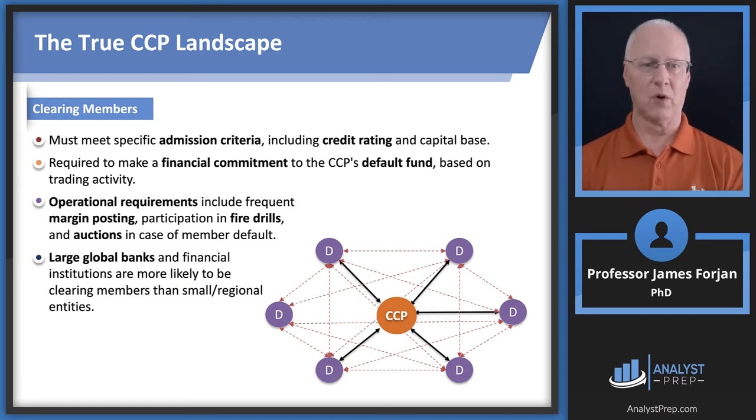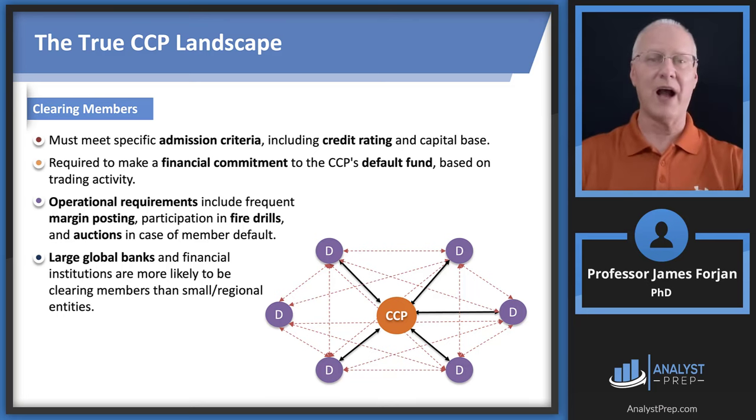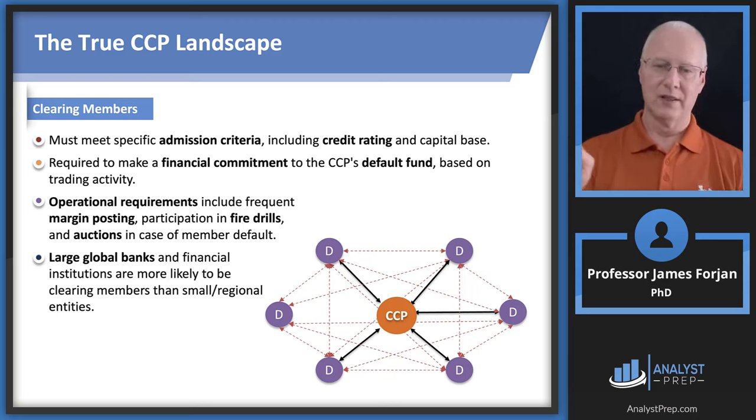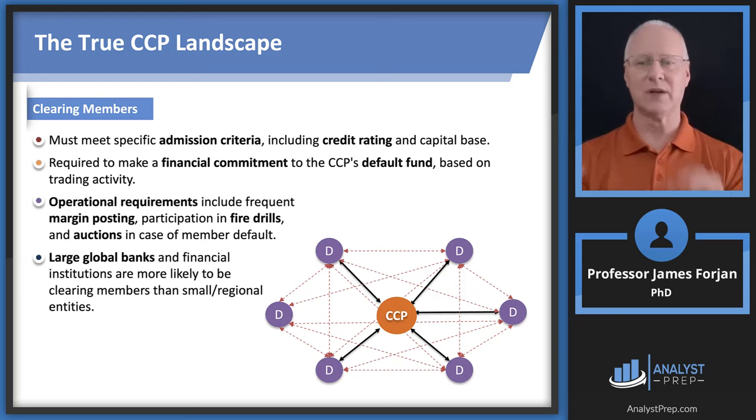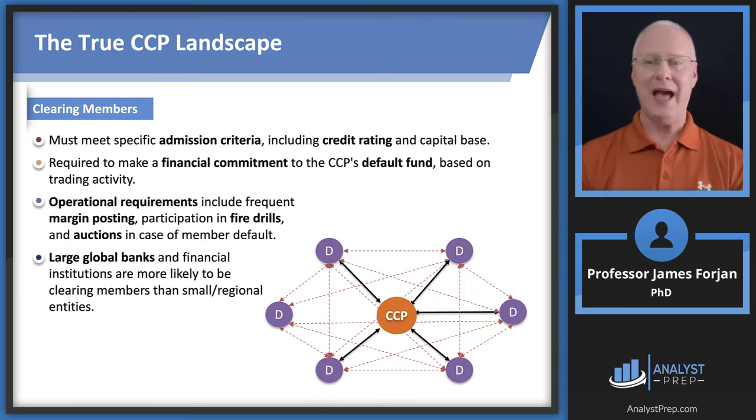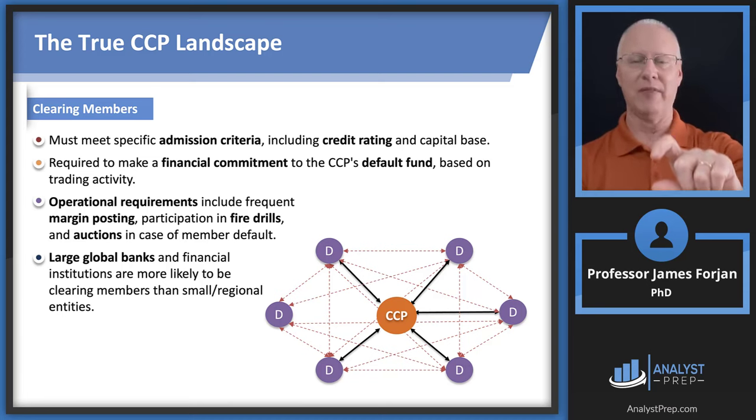Some kind of operational requirements: frequent margin posting, participation in fire drills. That's a word that we use inside of this model that is kind of like stress testing. We have all these stress tests for banks. Well, this is similar, not identical, but a similar kind of event where we say something like, we have a fire. What if the D up there in Vermont and the D down here in Texas, what if those two default? Let's have a fire drill and see how the other four Ds react.